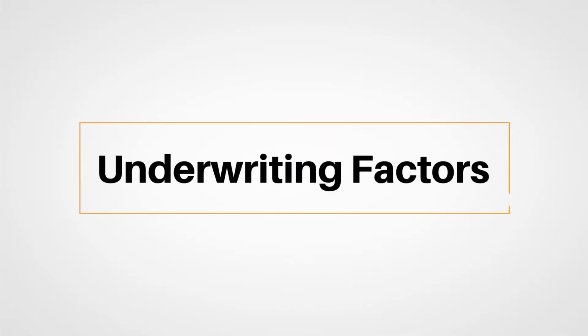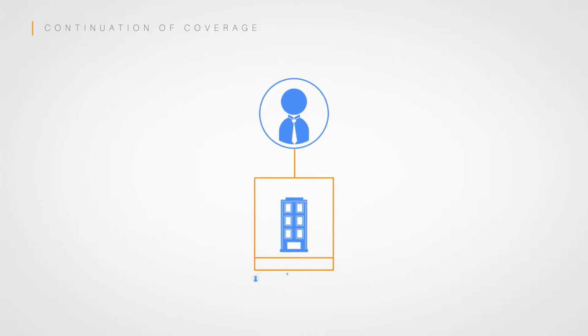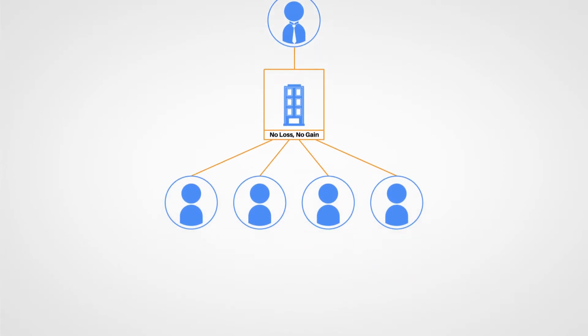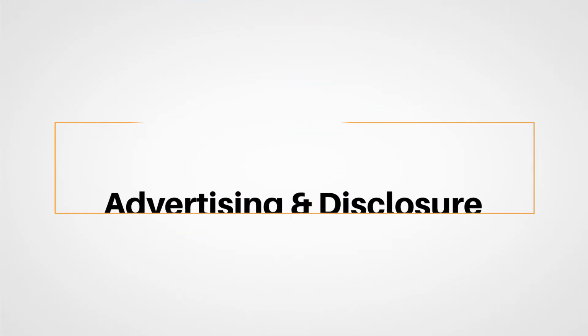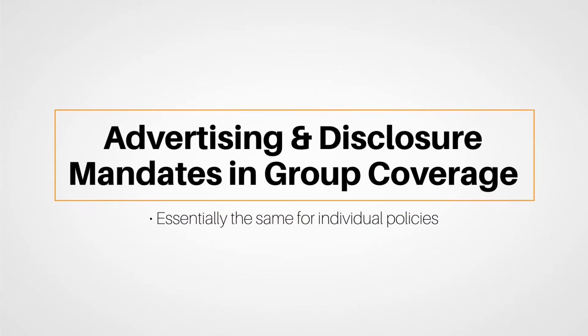Underwriting factors that come into play when an insurer is considering an application were discussed, and how enrollment periods might affect a person's desire for coverage. If a group sponsor changes group insurance companies, the insureds are protected through the continuation of coverage and the no loss, no gain statutes. The final part of the section worked with advertising and disclosure mandates in group coverage, and not surprisingly, the rules are essentially the same as for individual policies.